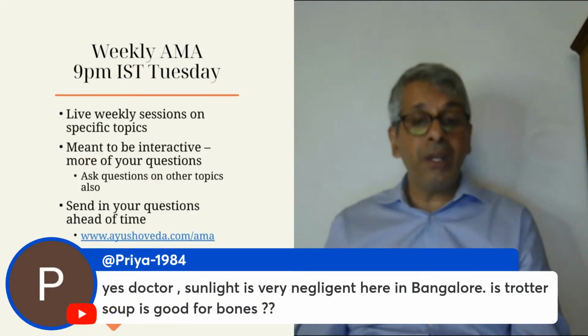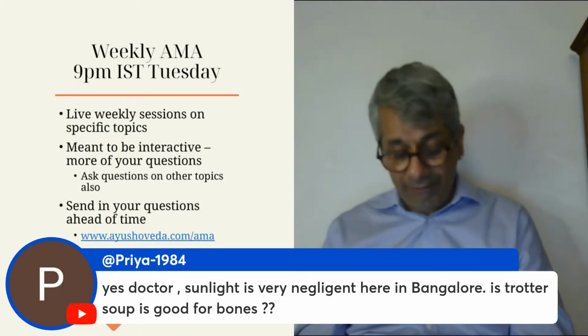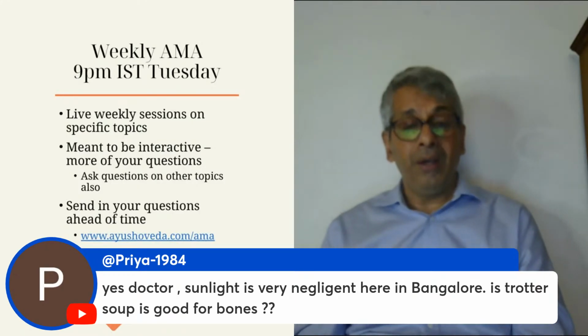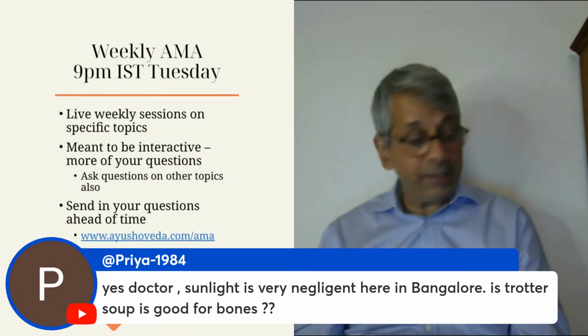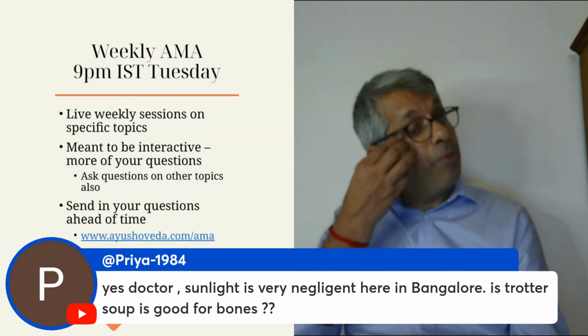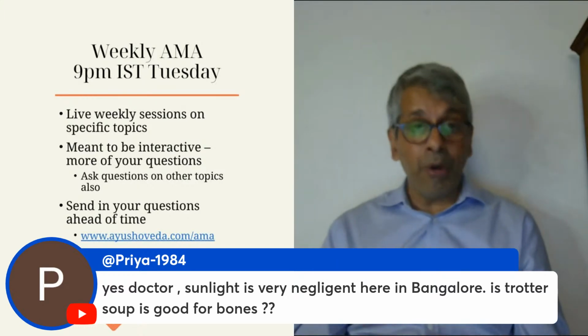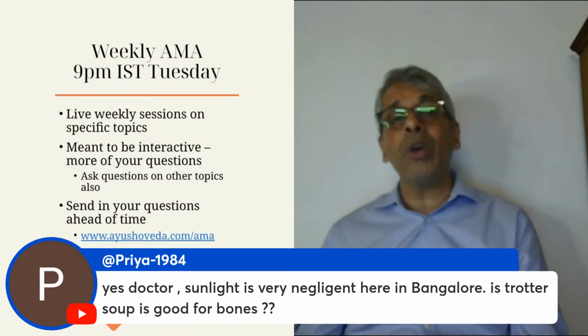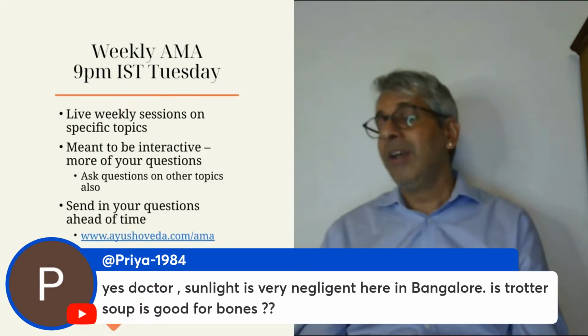Sunlight is very negligent here in Bangalore. Is trotter soup good for bones? Yes, you can have soups and all those things, but I don't say sun is very negligent here in Bangalore. It's that mostly you are indoors or you are busy in the kitchen or something, that you don't get exposed to sun in the mornings, and then you leave. If you are a working person, then you leave to office and then you come out of your office only after sunlight.